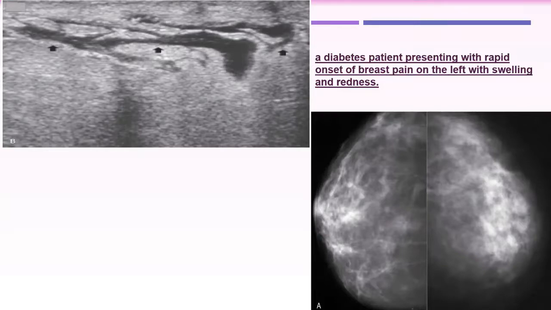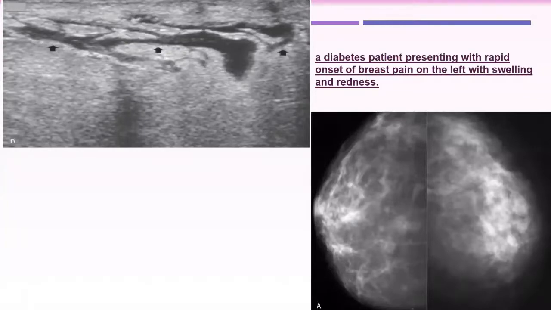So look for the history: a diabetic patient presenting with rapid onset of breast pain on the left with swelling and redness. The clue is in the suggested history: an inflammatory or infectious process.